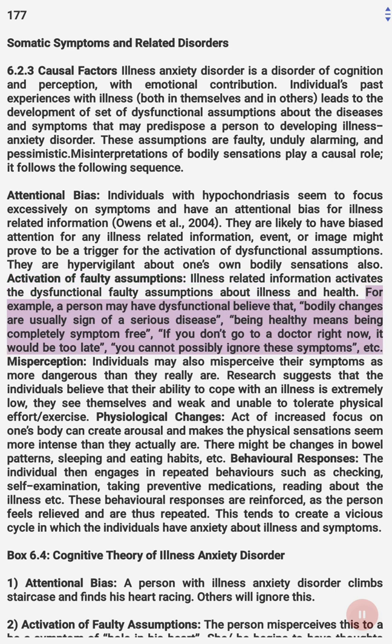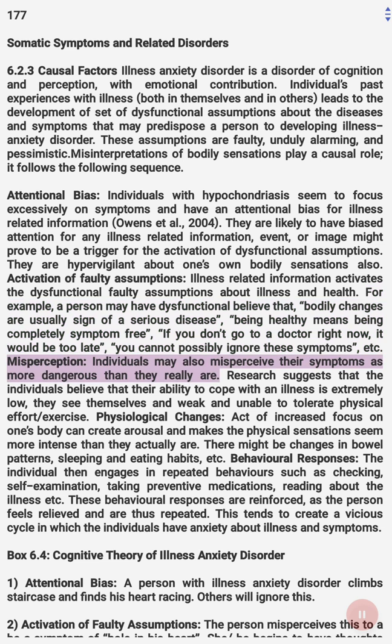For example, a person may have the dysfunctional belief that bodily changes are usually a sign of a serious disease. Being healthy means being completely symptom-free. If you don't go to a doctor right now, it would be too late. You cannot possibly ignore these symptoms, etc.